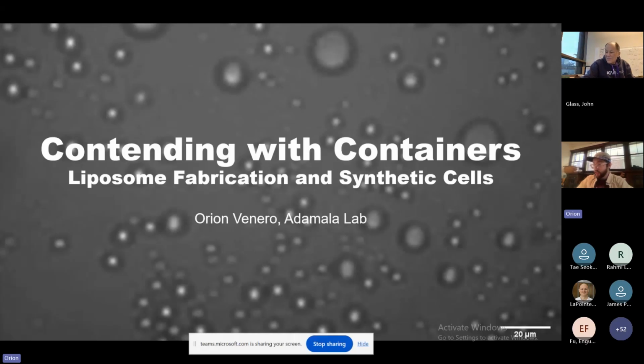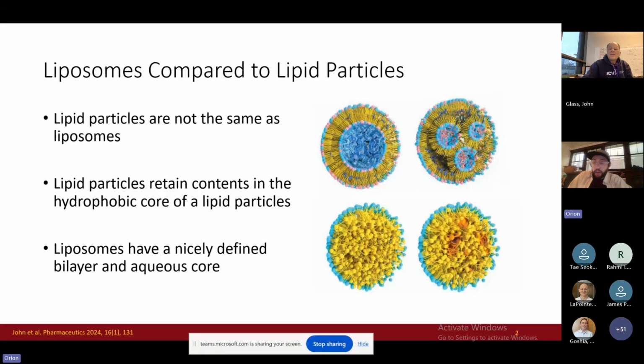I think as biologists, we oftentimes think about the interesting biology going on inside of the synthetic cells, and we take for granted the methodology used to build the liposomes, but certainly it needs some consideration in this regard. So, just a quick note on definitions. For our purposes, liposomes and lipid particles are very different things. Lipid particles retain their contents in a hydrophobic core. This could be for drug delivery or various different applications. But a liposome really has a nicely defined bilayer and aqueous core.